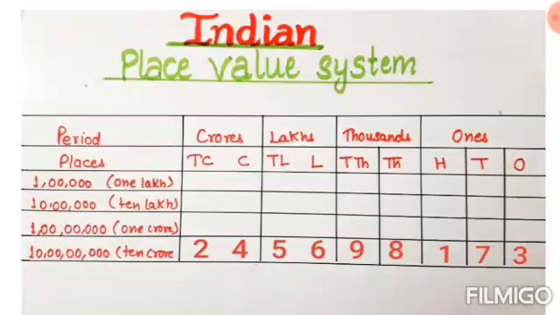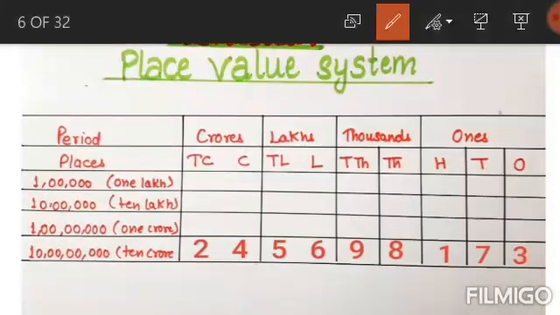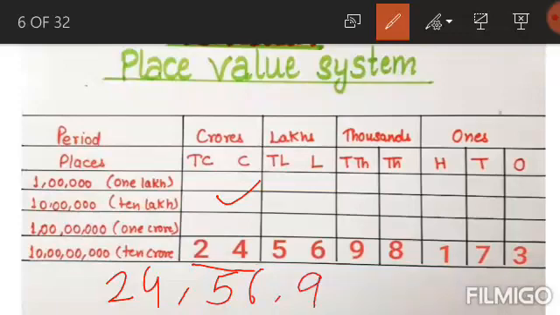After arranging the number, how can we read and write this number? With the help of this table, we can easily read the number and write the number in words also. So we write 24 crores, 56 lakhs, 98,173.